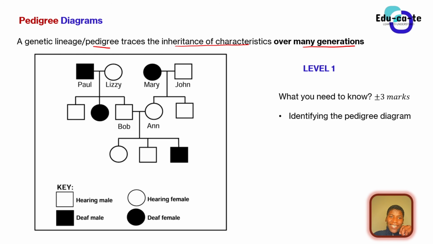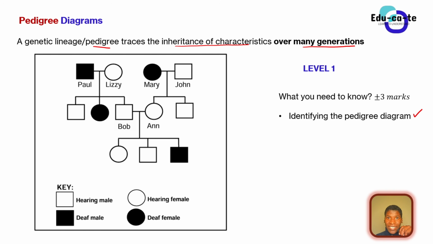When a question says, what diagram are you given above? You're just going to say pedigree diagram. That's 1 mark. This is often asked: name the diagram that has been provided above. You just say it is the pedigree diagram. So you must be able to identify it. How are you going to identify it? You have circles and squares, and they are just joined by lines. Now, what do these circles and squares represent?